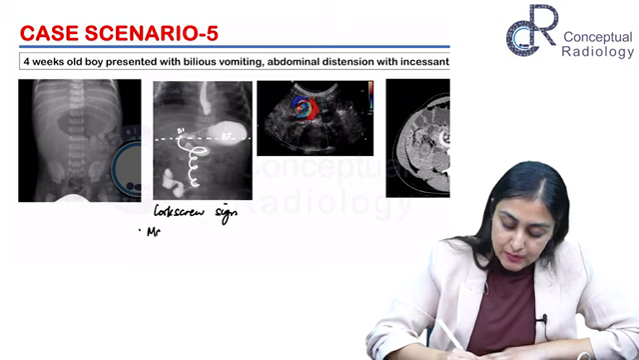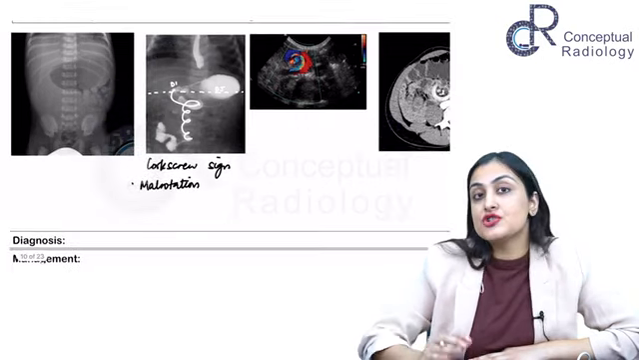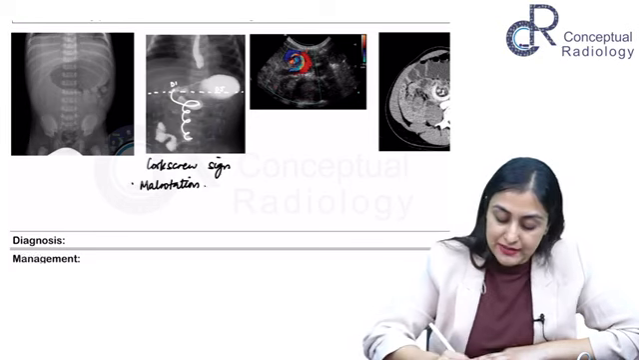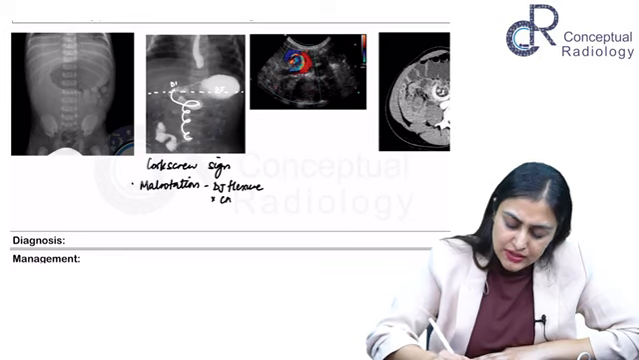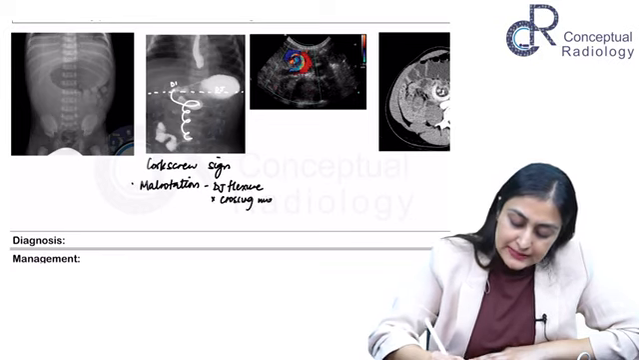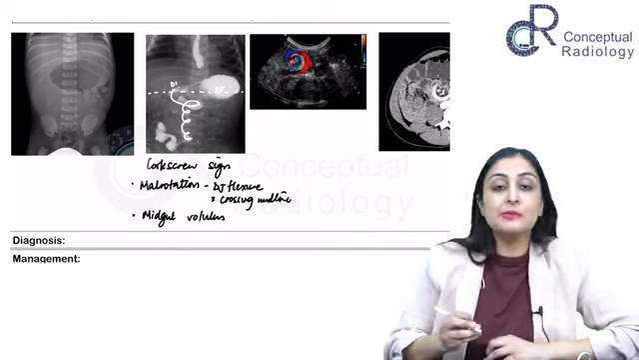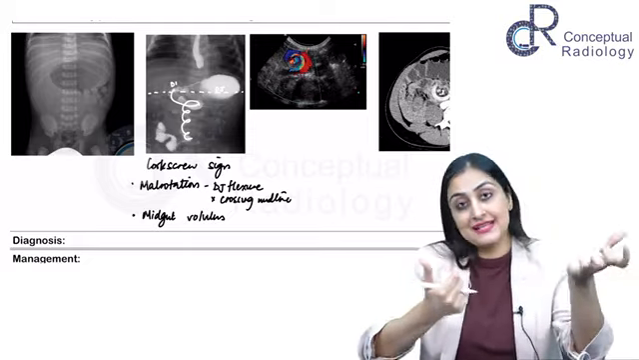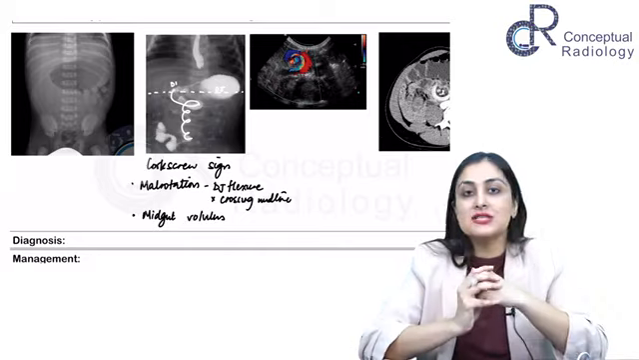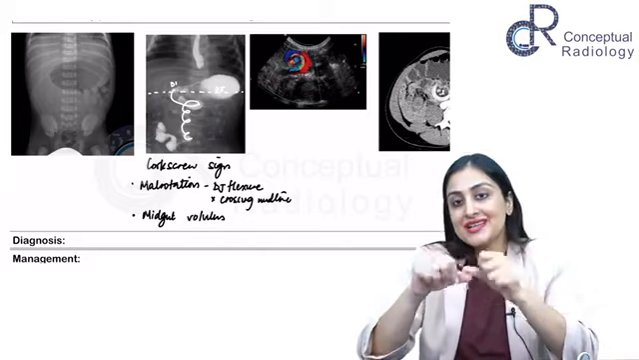It tells you about malrotation because the DJ flexure is not crossing the midline, right? So what I'm seeing is that the DJ flexure here is not crossing the midline, and what I get here is a midgut volvulus. So what happens in midgut volvulus? The mesentery is twisting upon its own axis. Why and how? We'll discuss the entire pathophysiology with embryology. But for now, remember there is twisting.